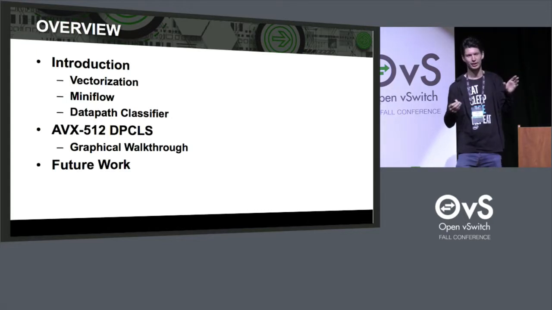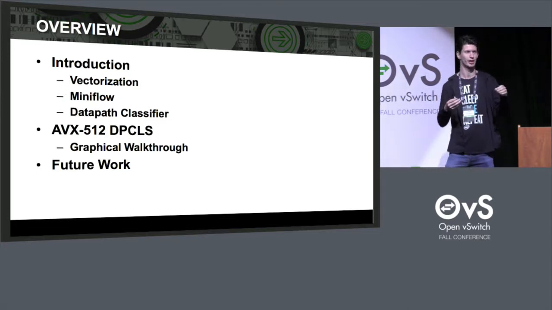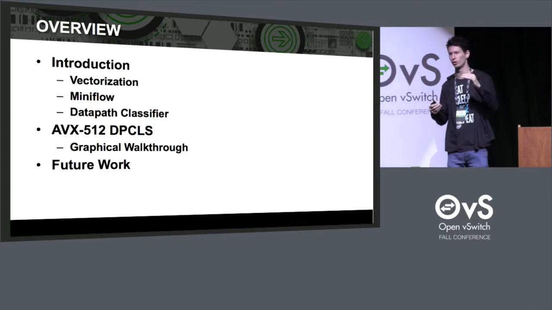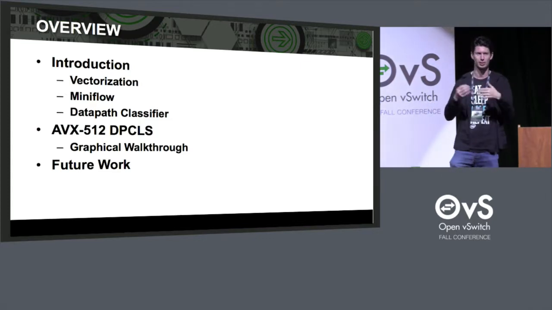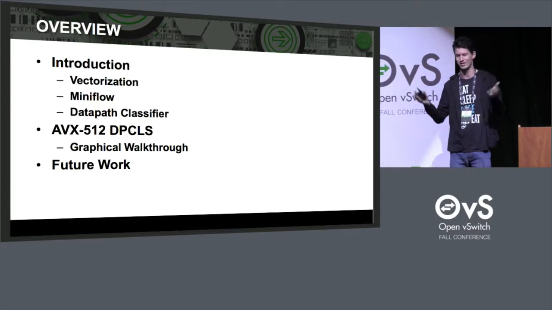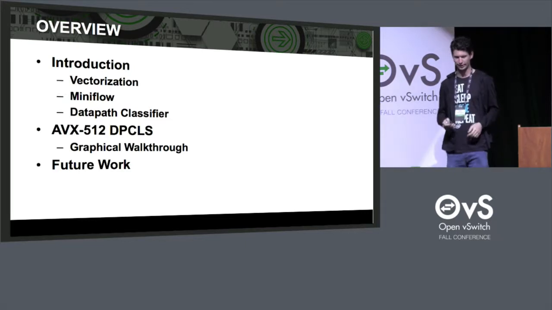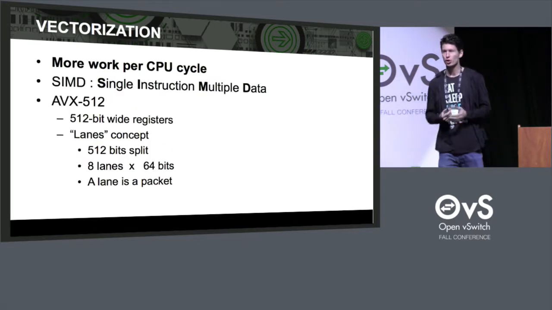So I've done up some graphics to talk through that, and hopefully I can give you a graphical overview of what a vectorized version of the Datapath Classifier looks like, even if we don't look at it at a line-for-line code or assembly instruction level. Hopefully we can give you a graphical overview of what is occurring. And then towards the end, I'll talk about some future work that I'd like to get into. So let's jump straight in.